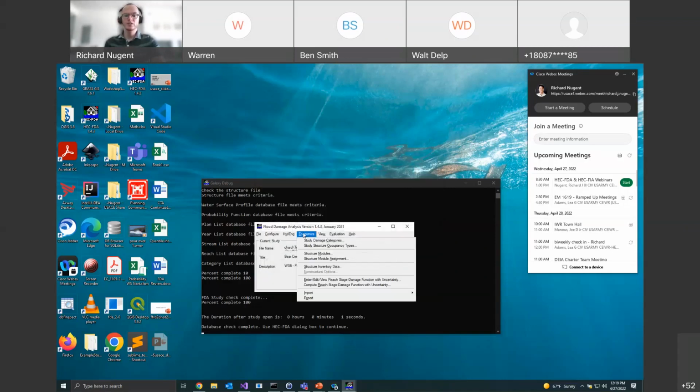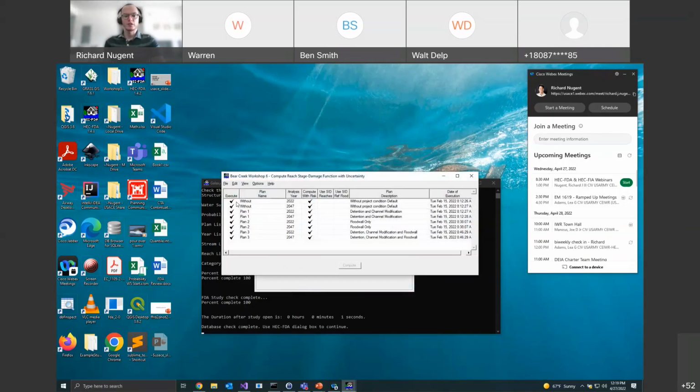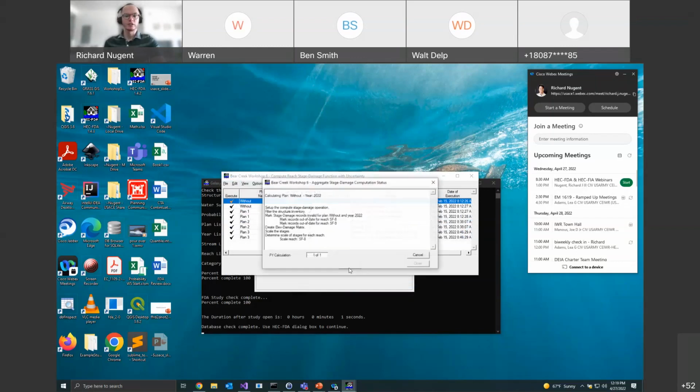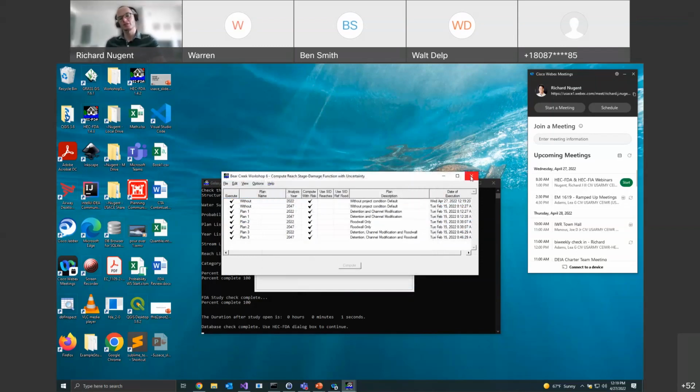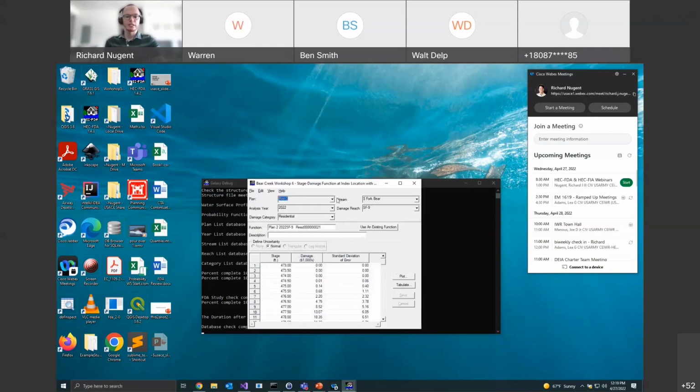Finally, once we have entered our hydrologic engineering data and our economic data, we can compute stage damage functions with uncertainty. Let's just look at this computing. It's pretty quick, and 2.0 will be even quicker. If you have a large number of structures, it'll be a little bit slower, but 2.0 will be faster than 1.4.3. We want to view stage damage functions with uncertainty.